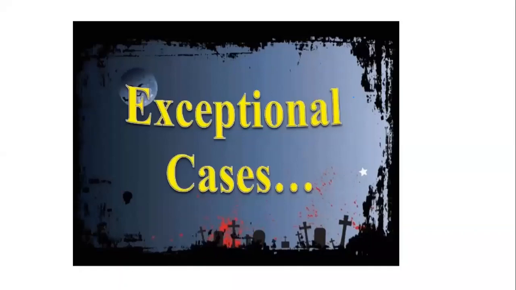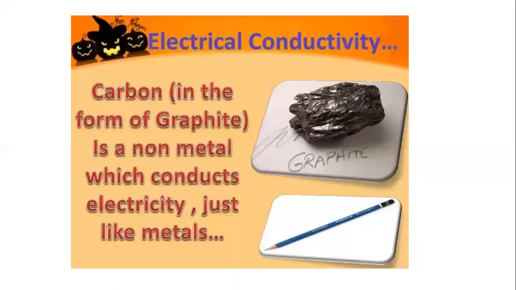So let us discuss now the exceptional cases. Conductivity. Now we said that non-metals are bad conductors, but graphite, a form of carbon, conducts electricity. Why this happens, we will discuss in our carbon and its compounds chapter. Because carbon has 4 electrons, when in graphite it links, 1 electron remains free, which is responsible for the current.